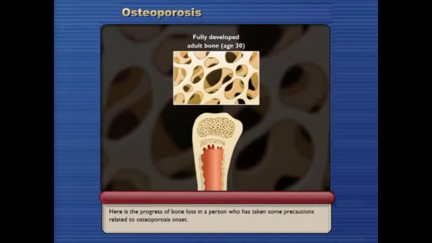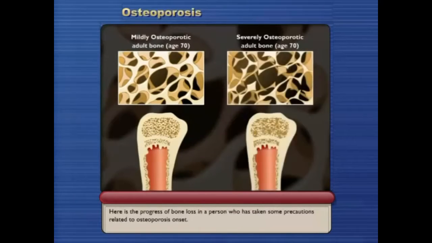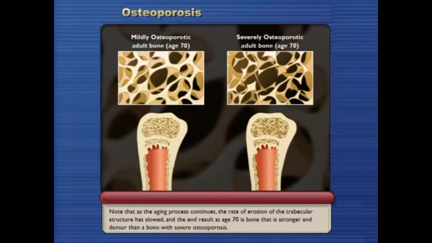Here is the progress of bone loss in a person who has taken some precautions related to osteoporosis onset. Note that as the aging process continues, the rate of erosion of the trabecular structure has slowed, and the end result at age 70 is bone that is stronger and denser than a bone with severe osteoporosis.